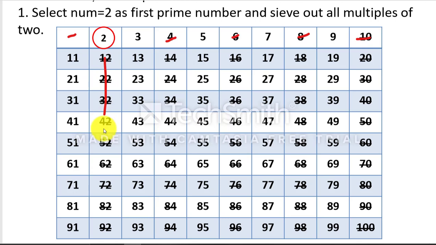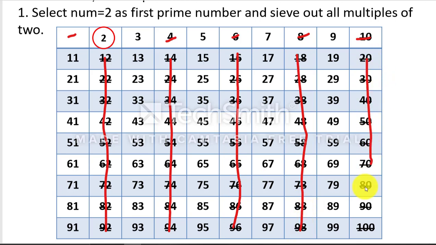So this column is all filtered out. Similarly, all the columns, in this case all these are filtered out. This column is also filtered out because these are multiples of 2. Similarly these columns are filtered out. So all the even elements are filtered out.